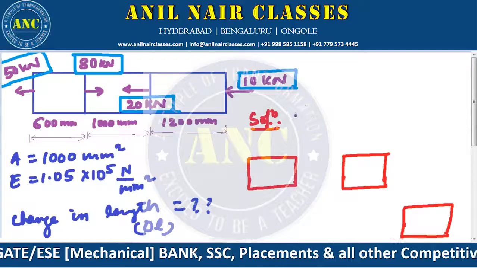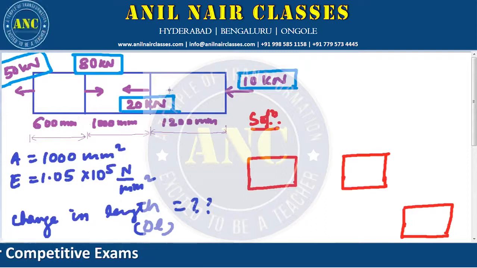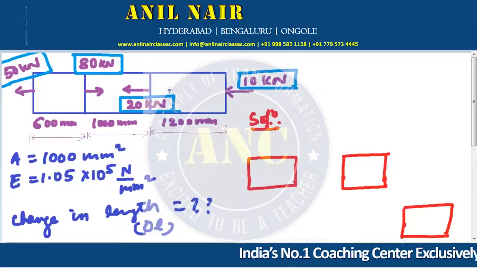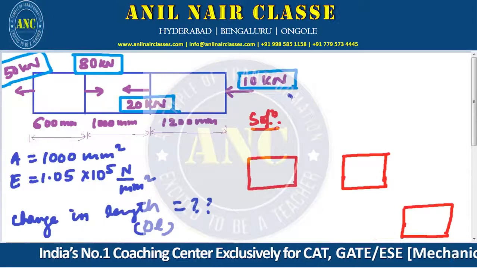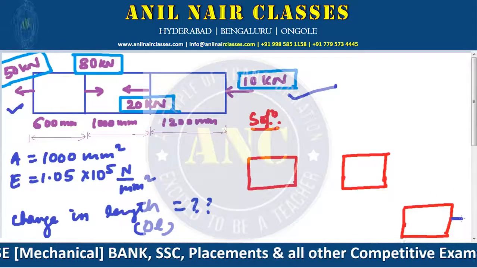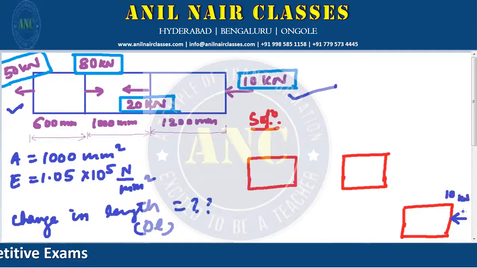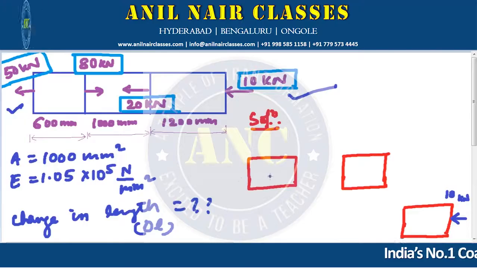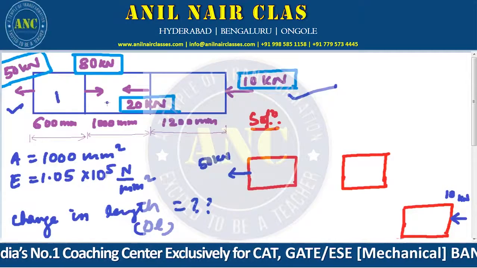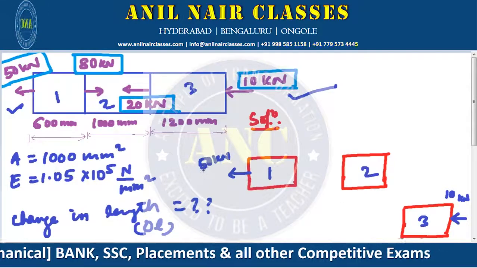Step 1: I've separated the sections. The whole body was a combination of three sections, so I have separated each section, and after separating each section, take the extreme values. Which are the extreme values? 10 kilonewton and 50 kilonewton. So put them as they are. 10 kilonewton is compressive, so put as it is. Here it is 50 kilonewton, tensile. Keep as it is. Say this is body 1, 2, 3.